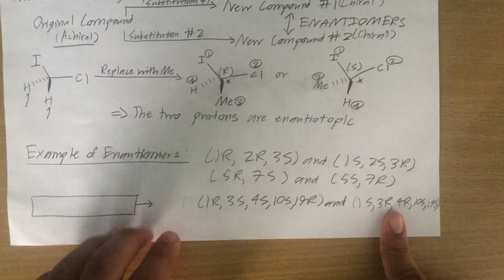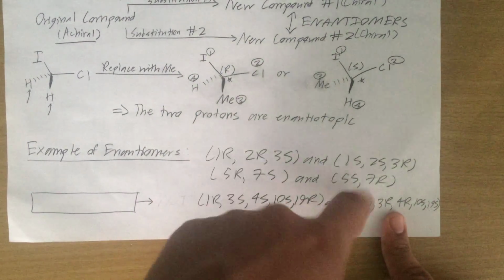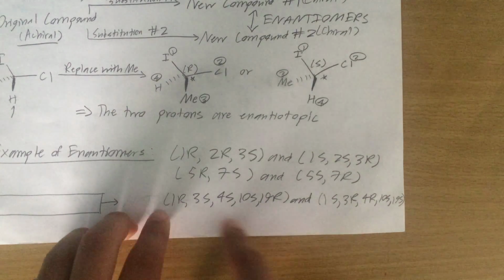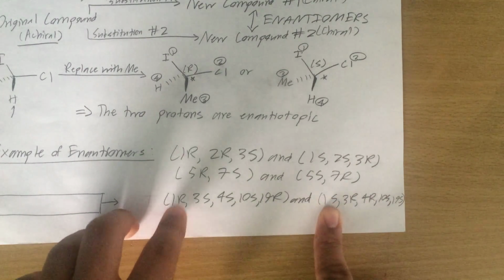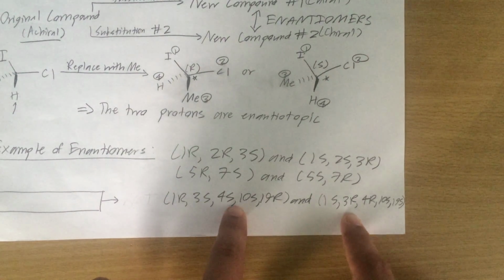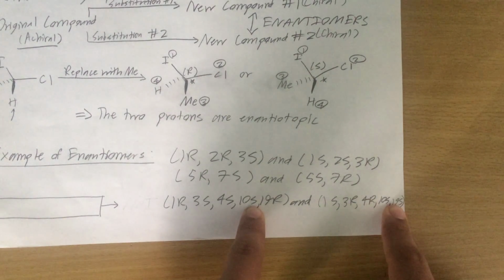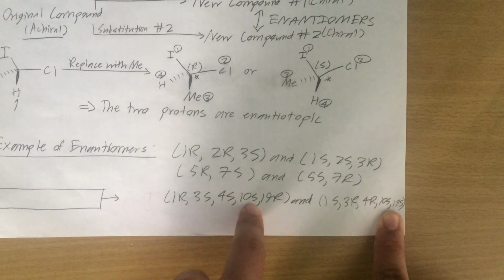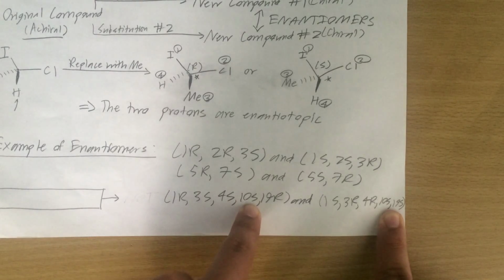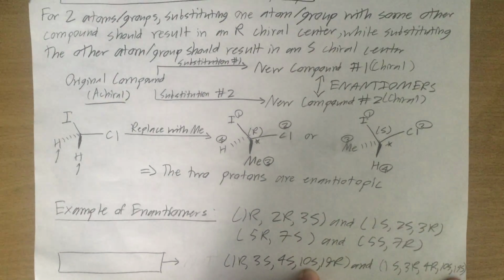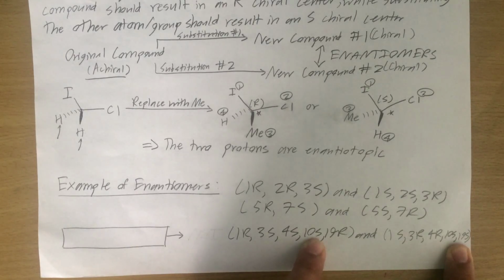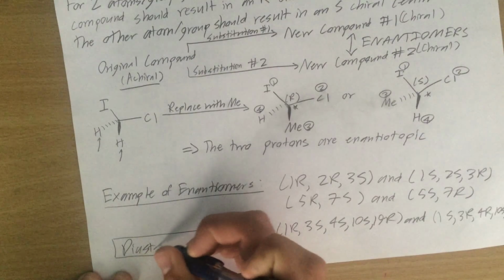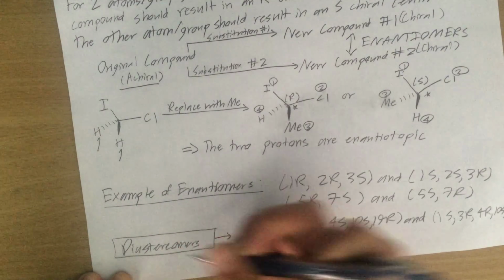Now, what about this case? You have 1R, 3S, 4S, 10S, 19R. You're not going to deal with a compound this complicated, but it's just a basic example. So you have 1R, 1S, opposite letters. 3S, 3R, opposite letters. 4S, 4R, opposite letters. 10S, 10S. Whoa, not opposite letters. This is S, this is S. That's not right. When you have letters that are the same between two different compounds, they're no longer enantiomers. They have to be the opposite in all cases. So these two compounds would not be enantiomers. They would be diastereomers. That's what they're called.